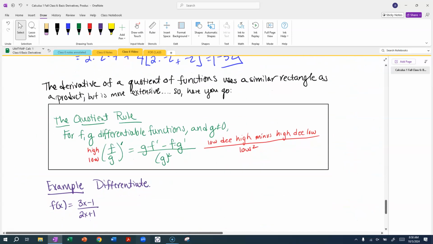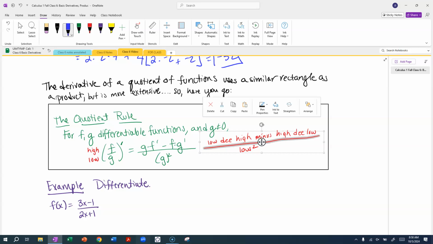So I'm just going to say if you want to look at it, I encourage you to look at it, but I'd say check out your textbook. They give you a wonderful explanation there. Bottom line, quotient rule. So we have a numerator function and a denominator function.